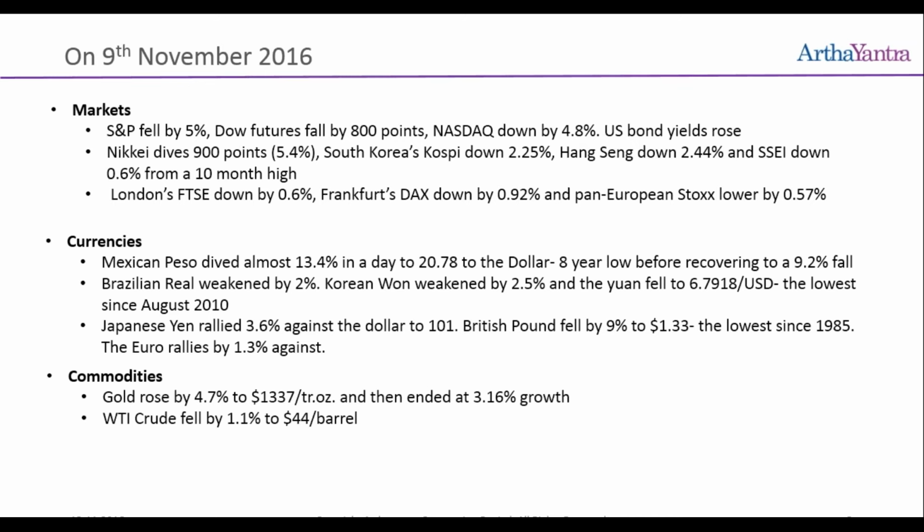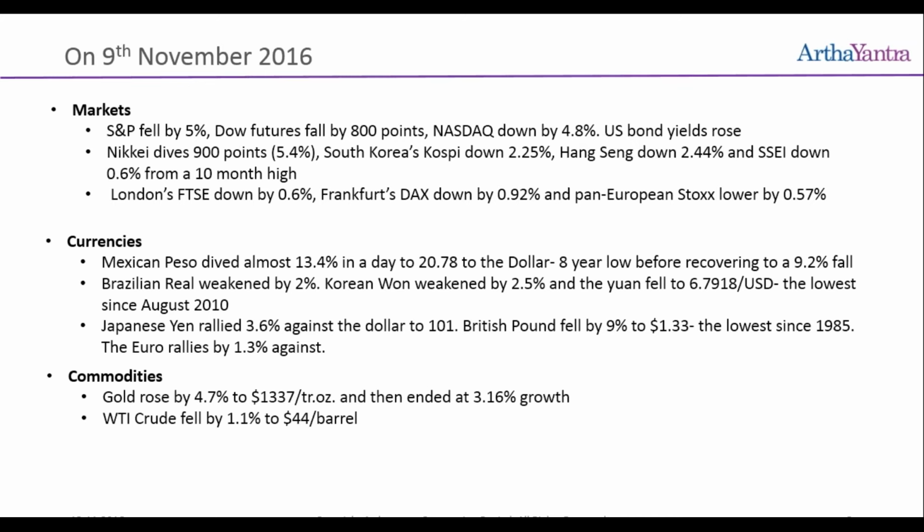And the developed economies, specifically developed and perceived stable economies like Japan, the yen rallied about 3.6%. It almost breached the 100 mark. The euro also rose by about 1.3% against the dollar. But the pound fell because the British economy, even though it is developed, is not perceived to be stable at the moment.